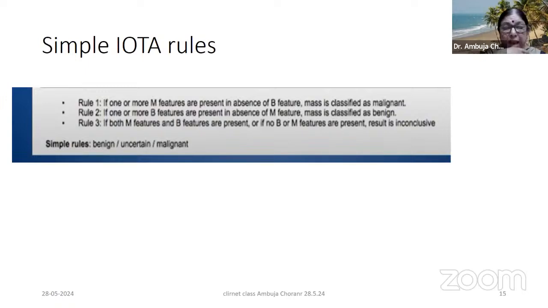So with this IOTA classification, 3 rules are formed. Rule 1: if one or more M features are present in the absence of a B feature, the mass is classified as malignant. The M features are the malignant features: irregular multilocular septations, size more than 10 centimeters, and blood flow. Rule 2: if B features are present and no M features, it is classified as benign. Rule 3: if both M features and B features are present, or the rules give no result, it is inconclusive. This is the one which needs to be attended to.